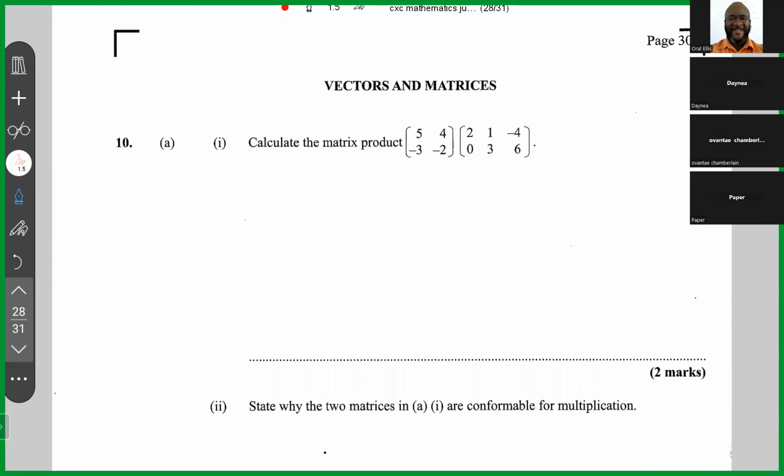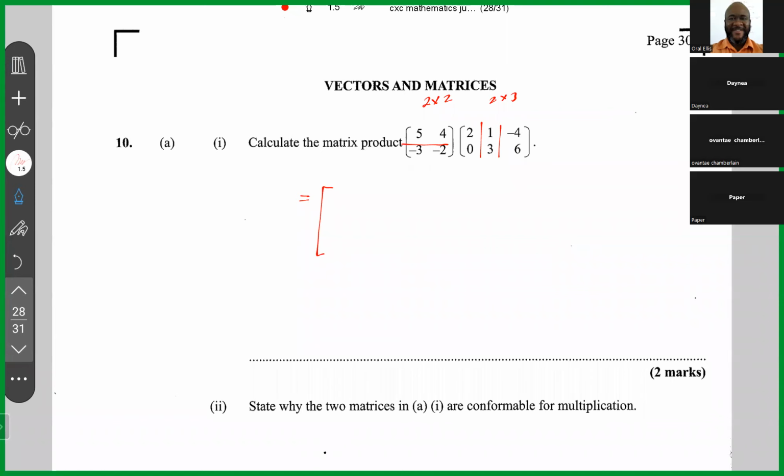Now, when you multiply two matrices, you multiply the rows of the first matrix by the columns in the second matrix. So we're going to multiply row by columns. Every time you multiply a row by a column, you get an element in the answer. This is a 2 by 2 by a 2 by 3. You're going to get another 2 by 3.